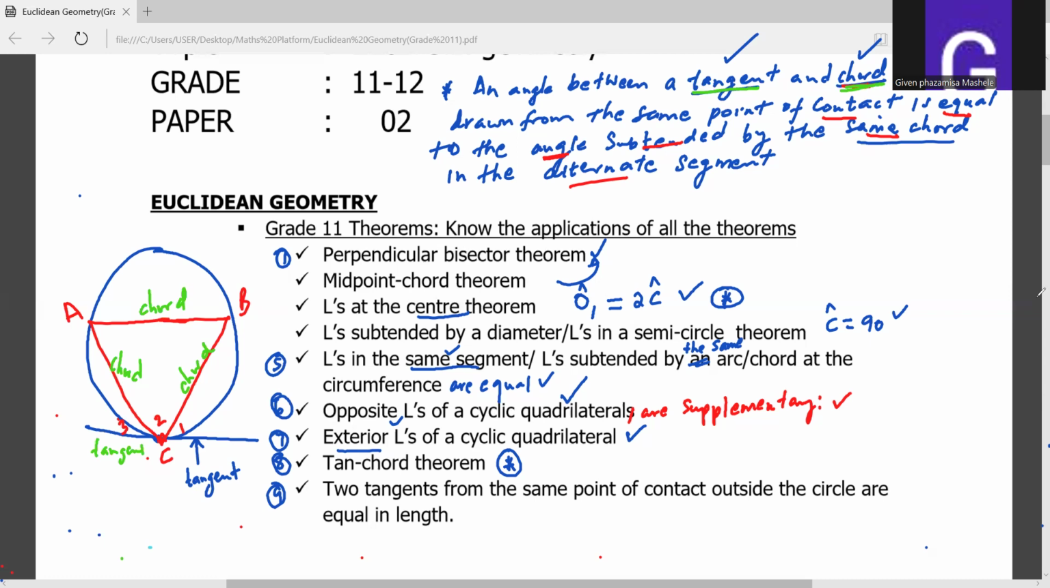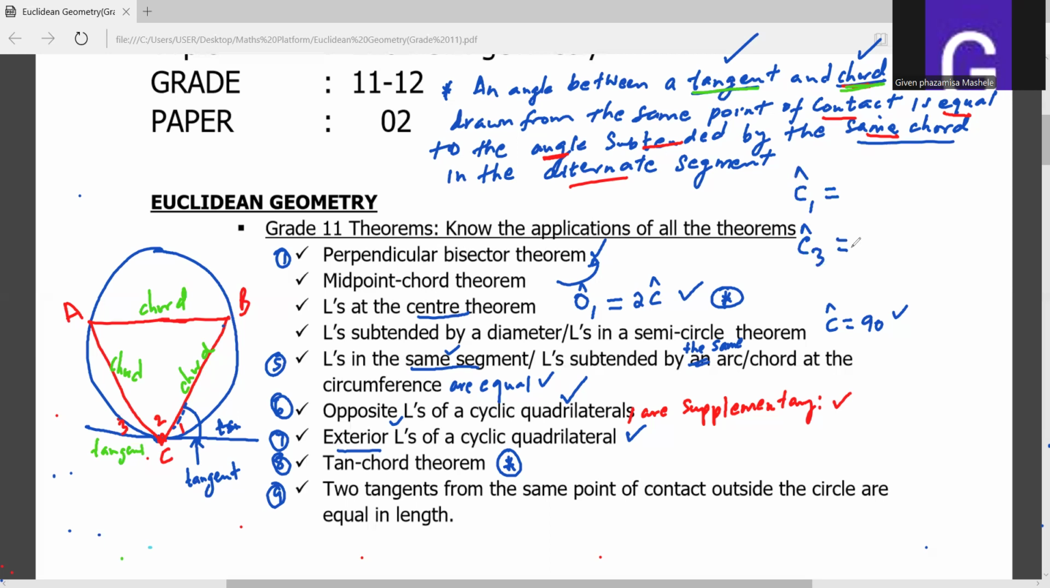Obvious, the angle that is between a tangent and a chord, the first one is C1. C1 is an angle between a tangent and a chord, because this one is a tangent and this one is a chord. So C1 is an angle that is between a tangent and a chord. How about C2? It's between two chords, so it's not what we're talking about. And how about C3? C3 is also an angle between a tangent and a chord.